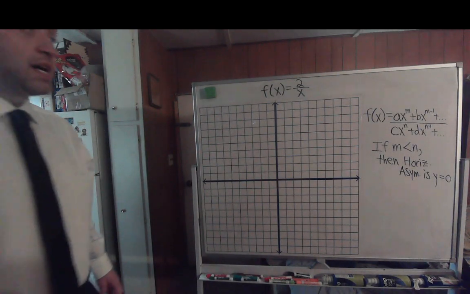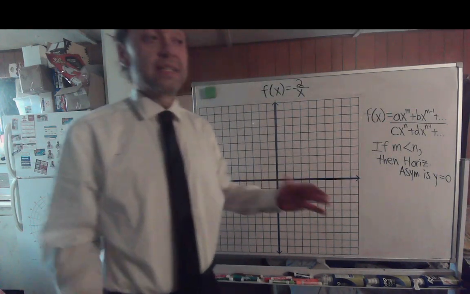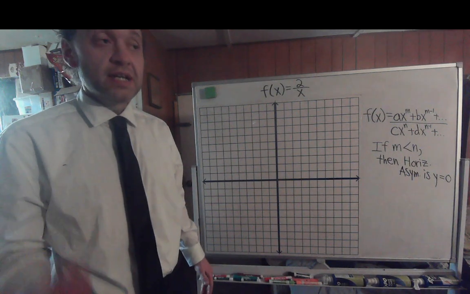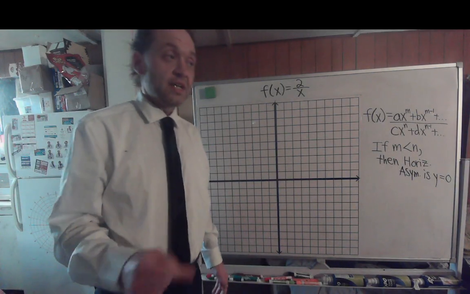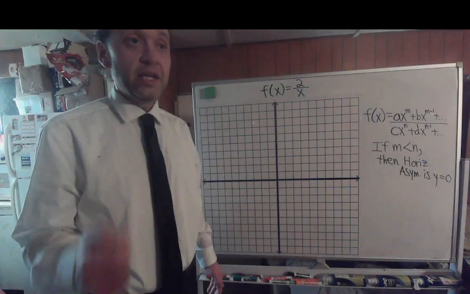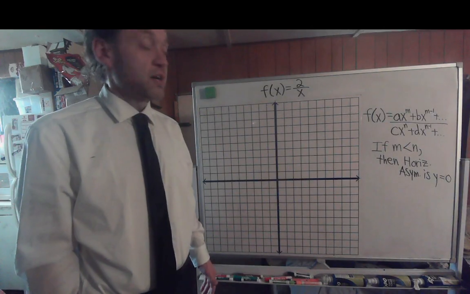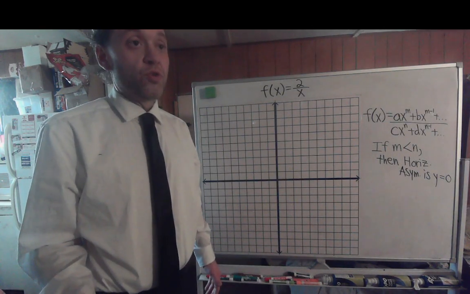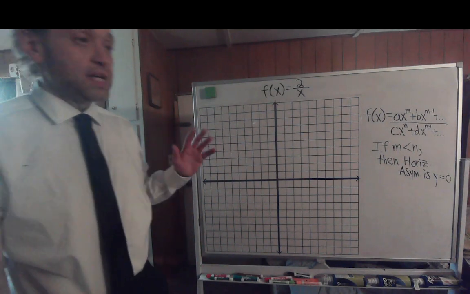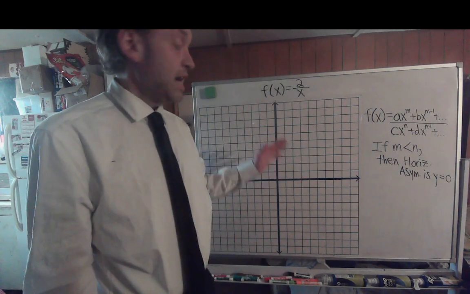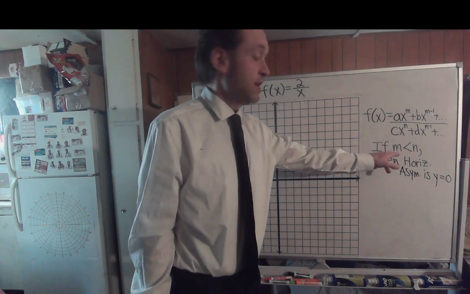Today's type we're going to talk about is a rational function in which the degree of the numerator is less than the degree of the denominator. There's also the type which we'll talk about in the next lesson where the degree of the numerator is equal to the degree of the denominator. And then the lesson after that we'll talk about when the degree of the numerator is greater than the degree of the denominator. But today we're only talking about graphing rational functions in which the degree of the numerator is less than the degree of the denominator.